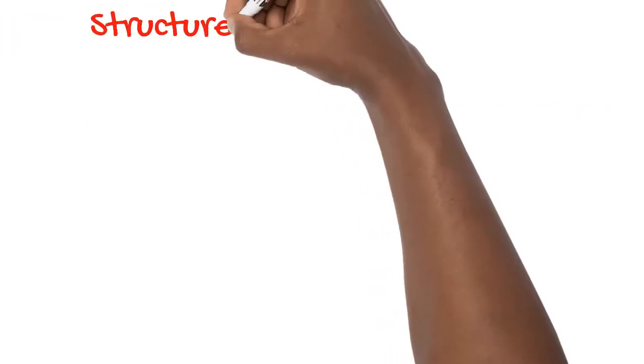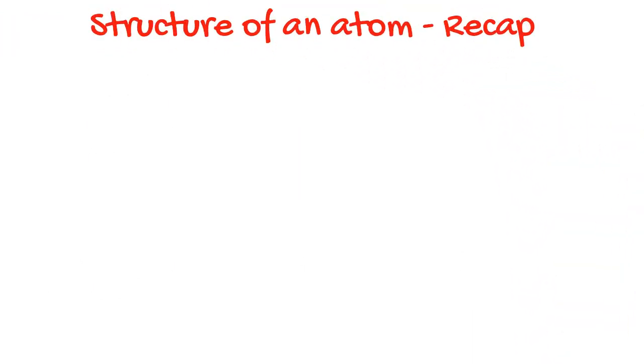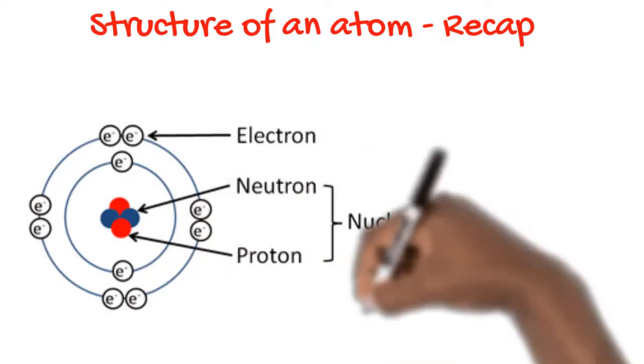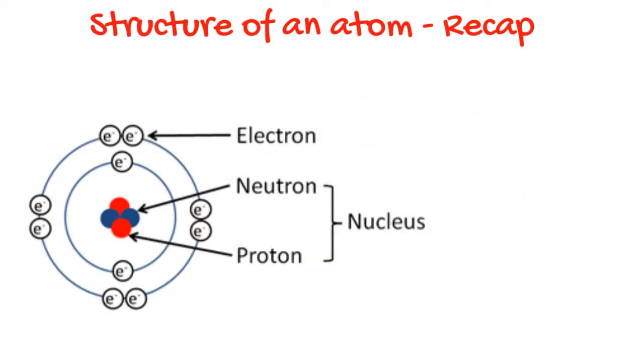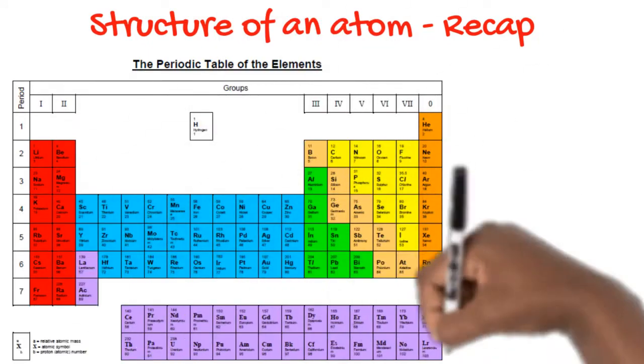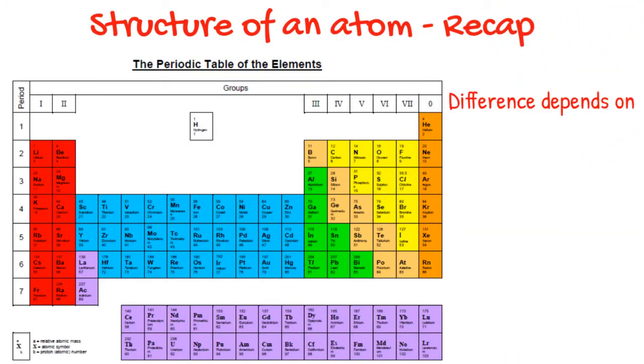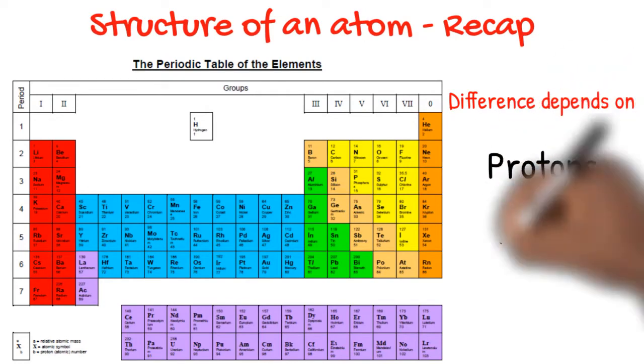So first off, let's look at the structure of the atom. In the nucleus we have the protons and the neutrons, and the electrons are found in shells around the nucleus. And on the periodic table there are over 100 different elements, and they differ from each other based on the number of protons and the number of neutrons.